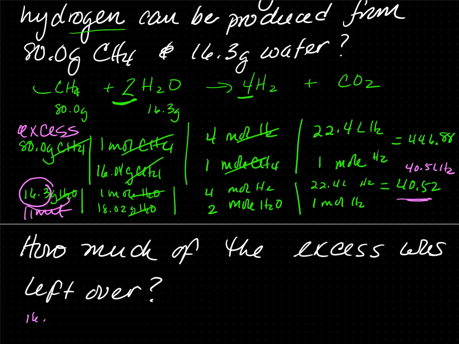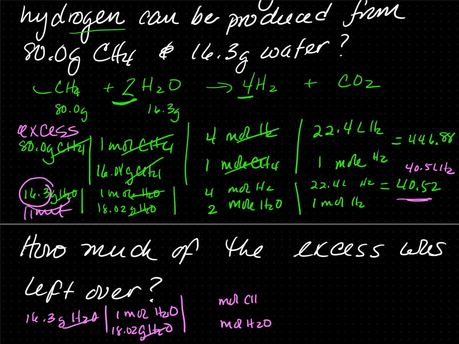I'm going to start with the water. Grams of H2O, diagonals have to be the same. So grams of H2O, 18.02, 1 mole of H2O. Diagonals cancel out. Moles of H2O to moles of methane. Coefficient of methane is 1. Water is 2. So we need to go to grams because these are given in grams.